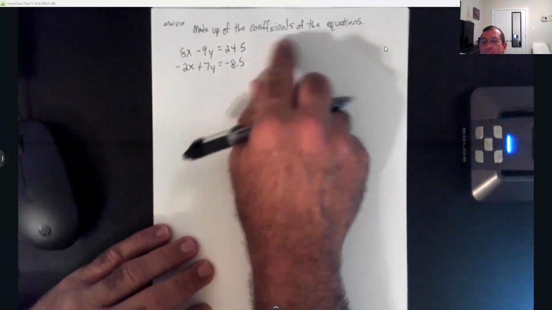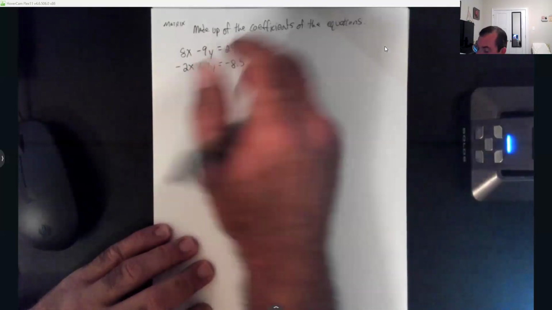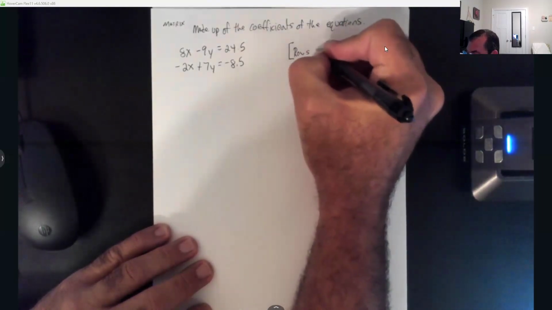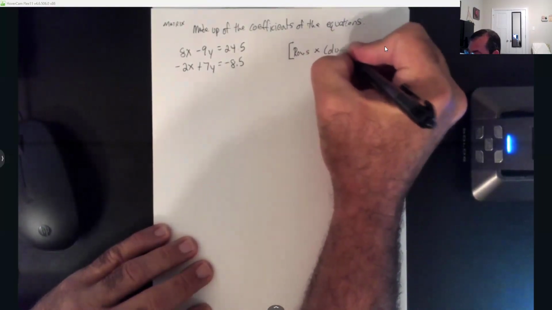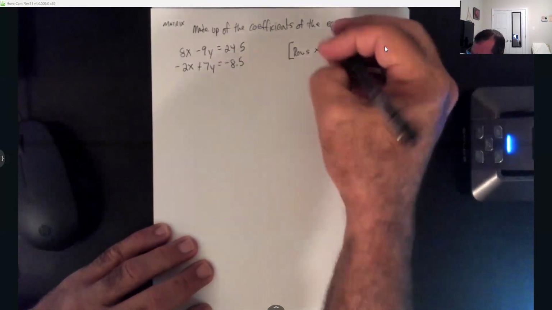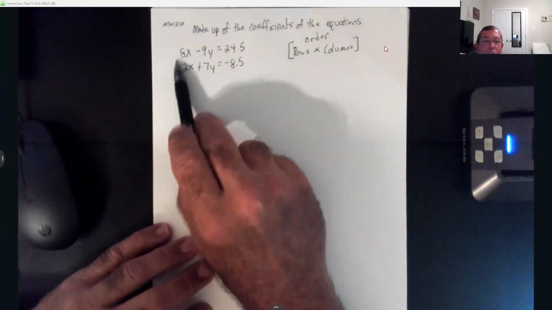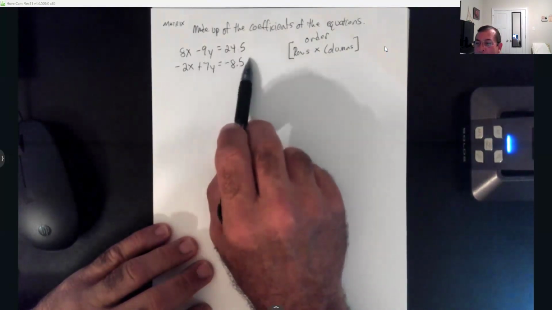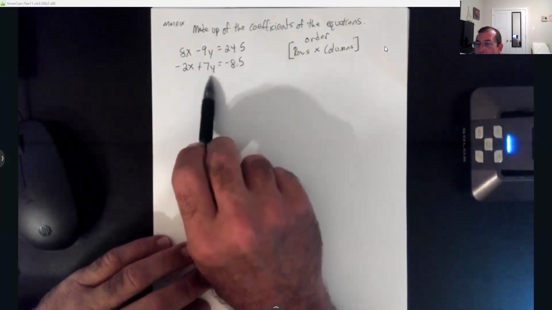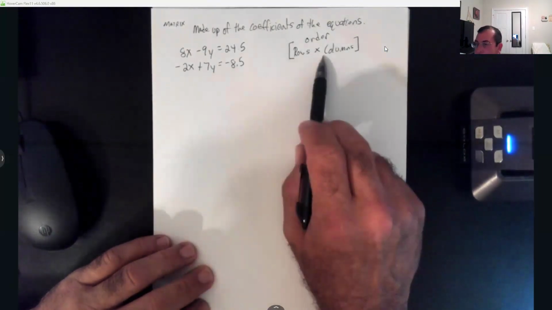So the first thing on the matrix when we use the calculator, we got to tell it how big our system of equations is. So the first thing we put on the calculator is how many rows by how many columns. This is what you call the order of the matrix. The order is 2 rows by 3 columns, okay? And your columns will always be one bigger than the number of rows you got. So if you got 2 rows, you need 3 columns, okay?